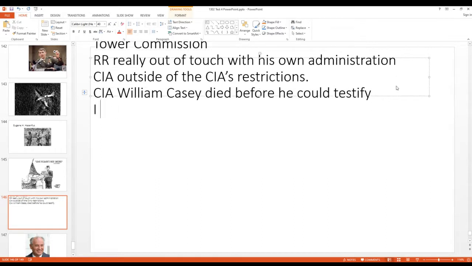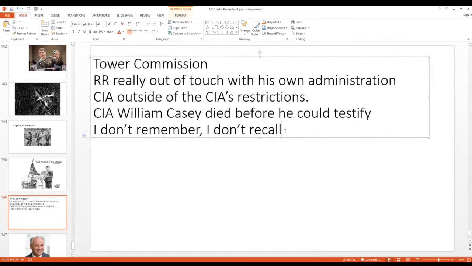Reagan's testimony was peppered with "I don't remember" and "I don't recall," and it's been speculated that Alzheimer's was already present. Reagan's own son, Ron Reagan, feels that Alzheimer's had begun to creep in as early as 1985. Now, the other Reagan son, Michael Reagan, disagrees with that. But it was shocking to see a president so far removed from what was going on inside of his own administration.